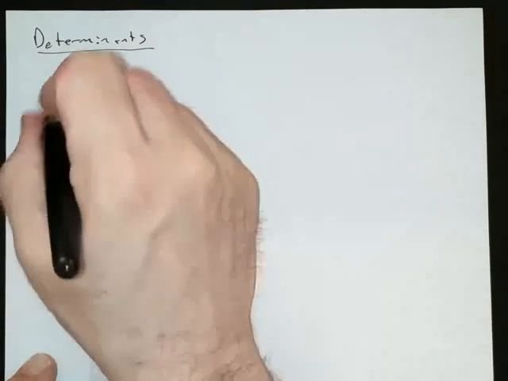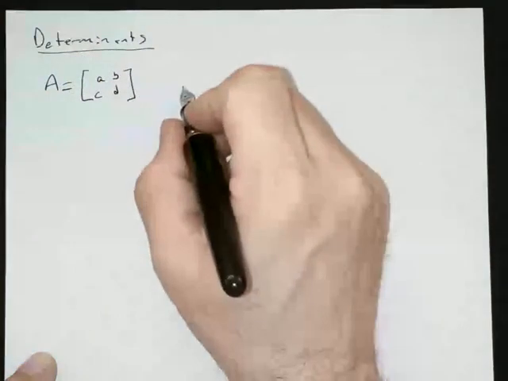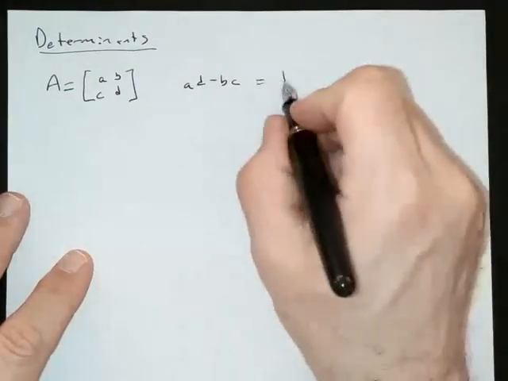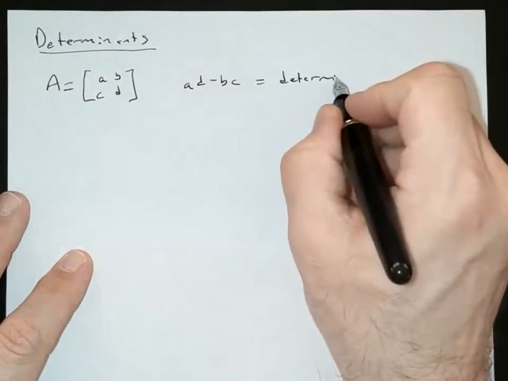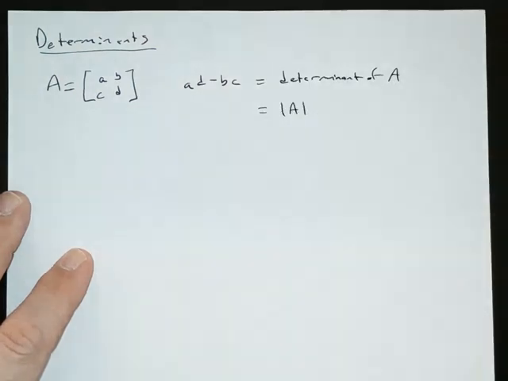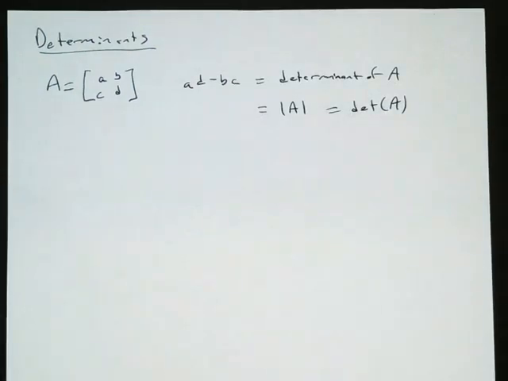I want to be able to look at a matrix, perform a calculation, and determine if it's invertible or not. The number that does that is called the determinant of that matrix. So if I have a 2 by 2 matrix, we've already figured out that this is the number I need to know. I'm going to call this the determinant of A. That's abbreviated either as the absolute value of the matrix or det of A.